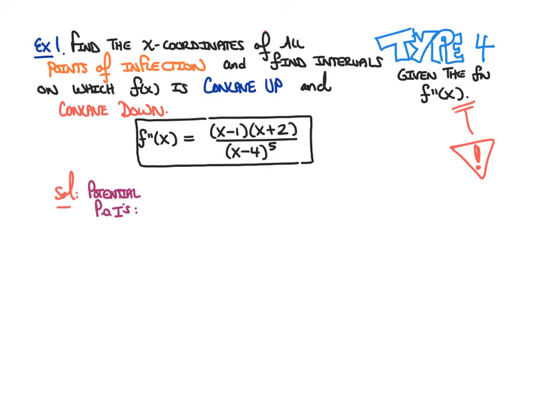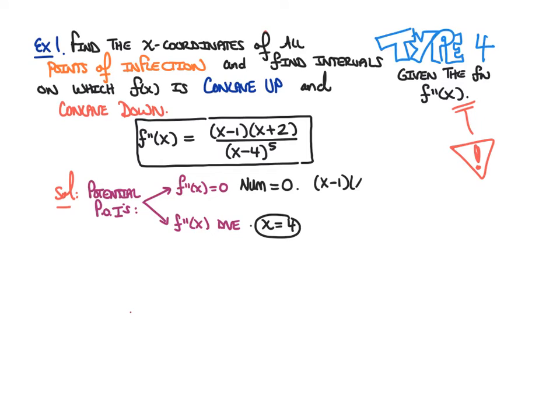Now the potential POIs, remember, they occur when either f double prime of x is 0 or when f double prime of x does not exist. And in this example, we have some of each of these types. So when f double prime does not exist, that's at x equal to 4, because then our denominator will be 0. So that's one of our potential POIs. When f double prime equals 0, that's when the numerator is equal to 0. So the only time that the second derivative will be 0 is when the numerator is 0. So you're going to set that numerator equal to 0 and solve for x. So x is either 1 or x is -2.